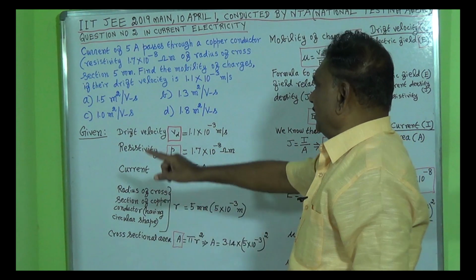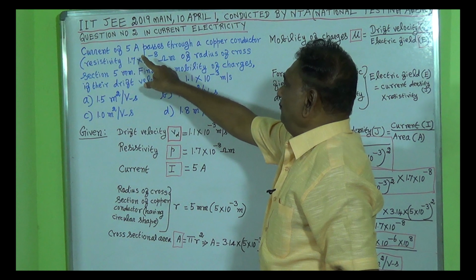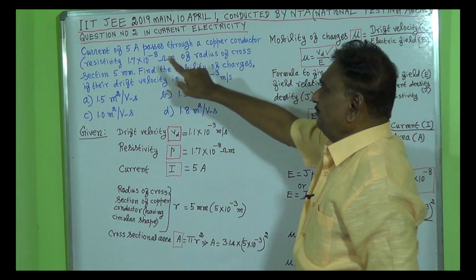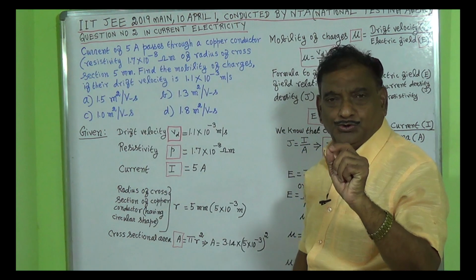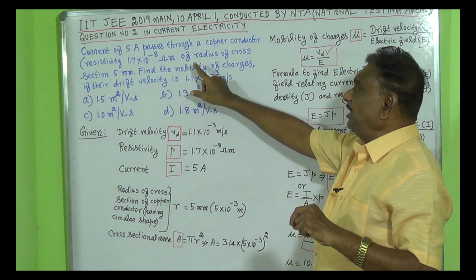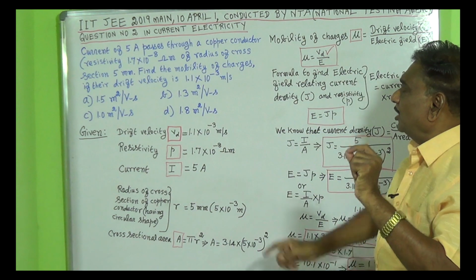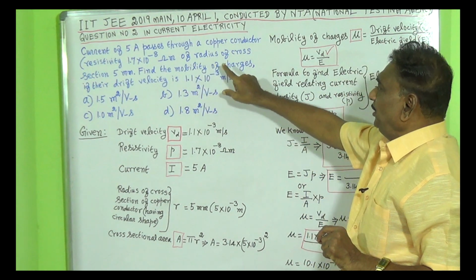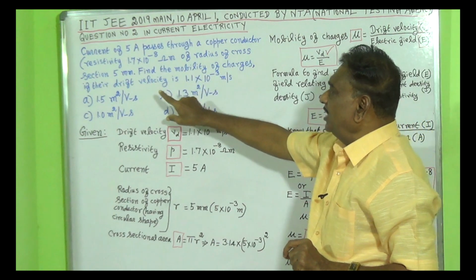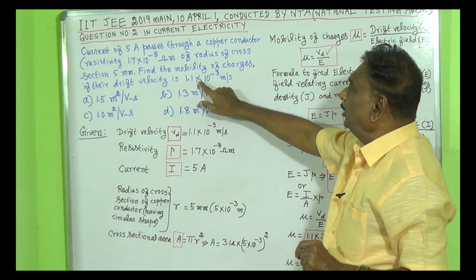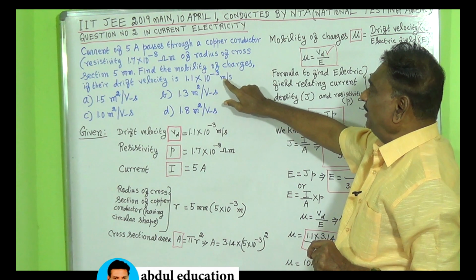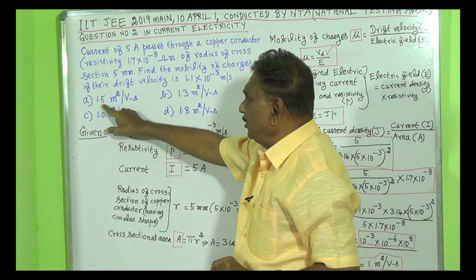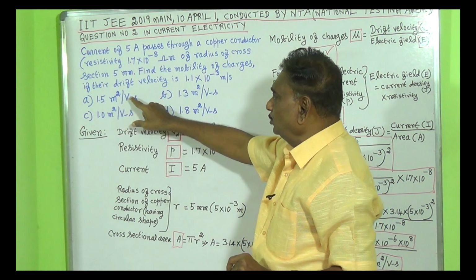What is the question? A current of 5 ampere passes through a copper conductor, resistivity 1.7 × 10^-8 ohm meter, of radius of cross section 5 millimeter. Find the mobility of charges if their drift velocity is 1.1 × 10^-3 meter per second. Option A is 1.5 meter square per volt second.